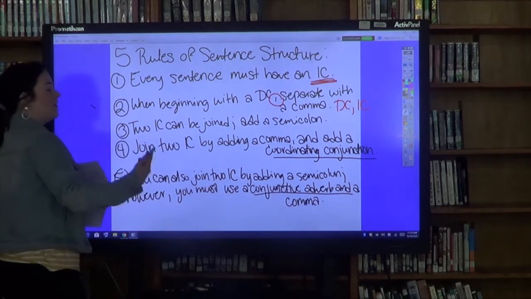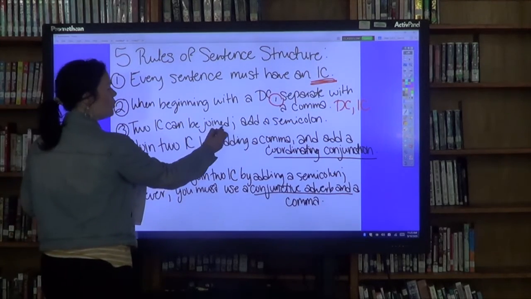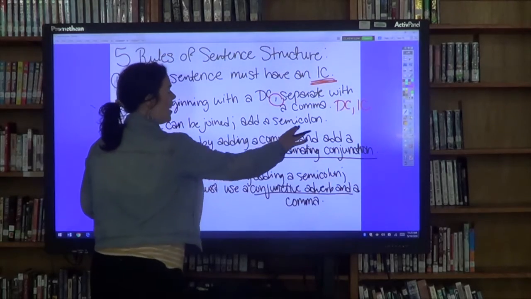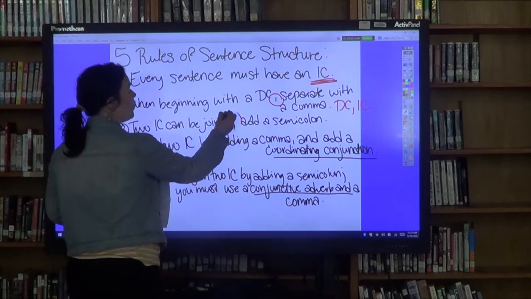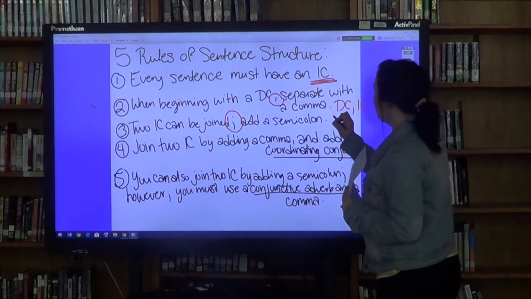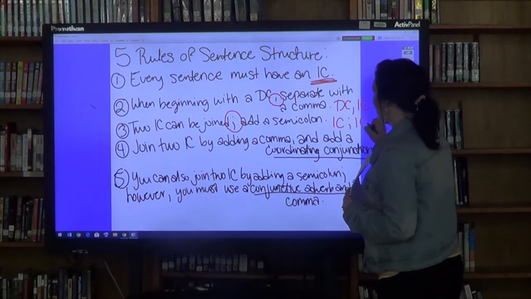So, again, this is an example. Two independent clauses can be joined. That is an independent clause. Add a semicolon. That is an independent clause. And I have joined it with a semicolon. So come out here to the side, and my abbreviation for rule 3 is IC, semicolon, IC.